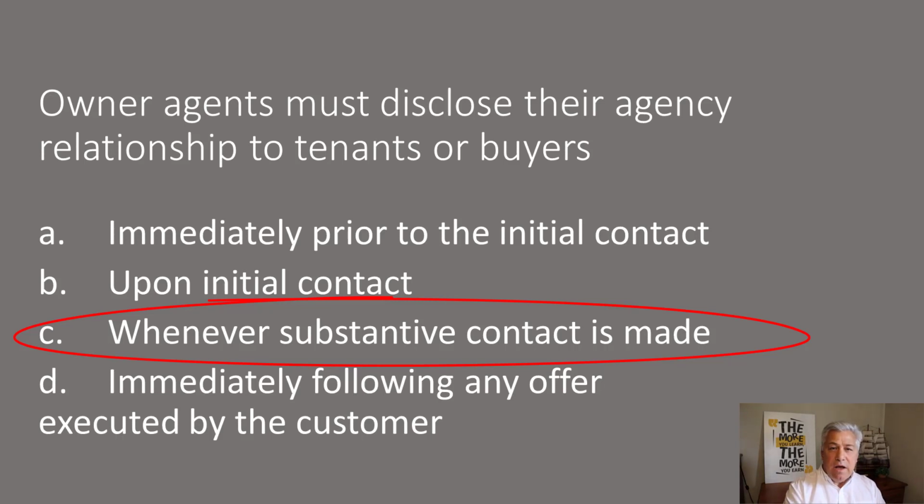Whenever we discuss a property, our listing or another's listing, we have to disclose our relationship. I'll be happy to tell you about that listing, but please understand I represent the seller before we proceed to discuss the property itself.